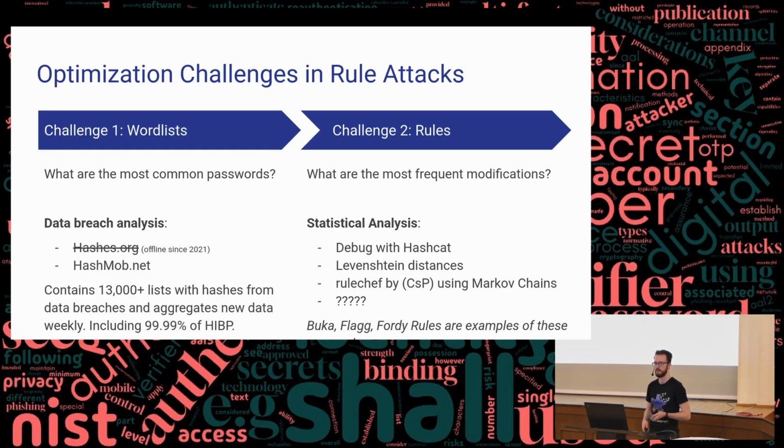So there's a few different methods that we have, like debugging rules with Hashcat. You can use Levenshtein distances to calculate a base word from a plaintext and see what the differences are there. RuleChef is a new release by Sanashur Prime, which uses Markov chains to see which rules in sequence are most frequent after each other. Buka, flag, and 40 rules are an example of using Levenshtein distances to debug rules.